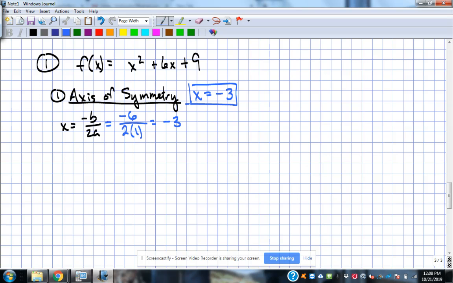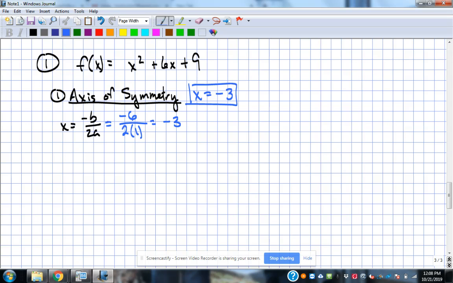If you don't have the x equals, I will count it wrong. Because negative 3 is not an axis of symmetry. An axis of symmetry is a line, so it has to have an equation. So x equals has to be there. Okay, don't just give me a number.